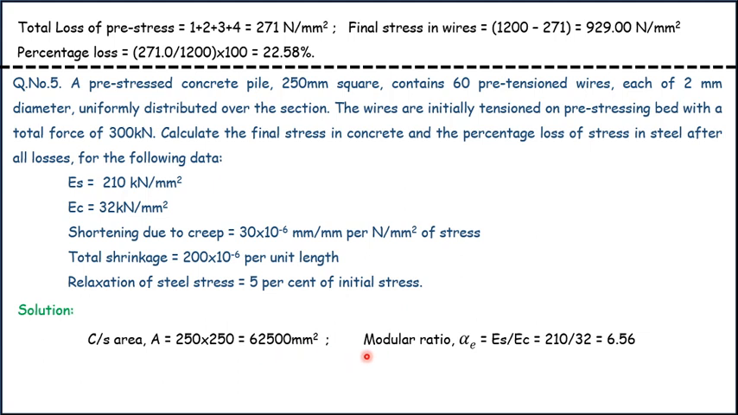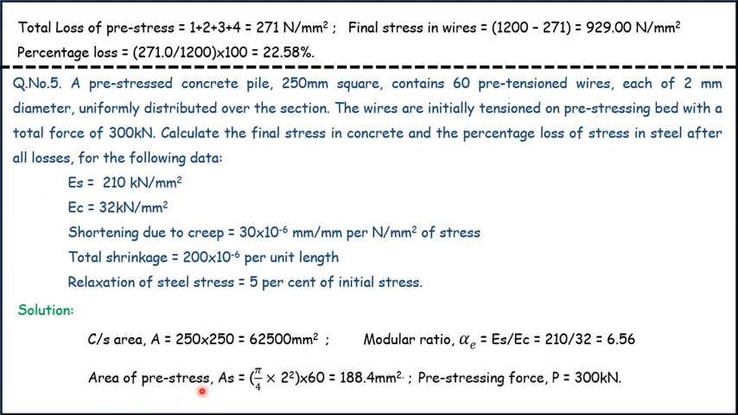It comes out to be 62,500 mm square, and the modular ratio as per the data in the question, alpha E, is equal to ES divided by EC, 210 divided by 32, nearly about 6.56, which is the value of the modular ratio.